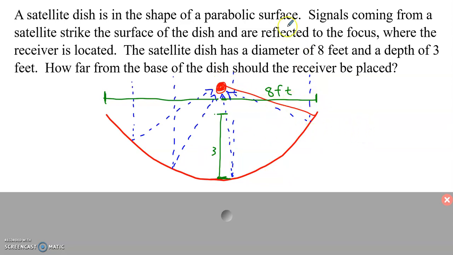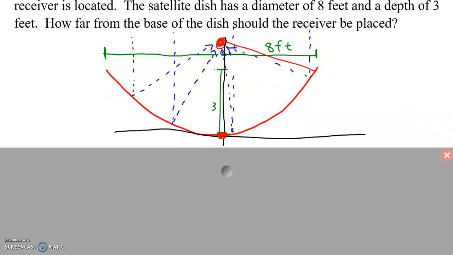So where should the receiver be placed? Basically I'm going to imagine this parabola on an xy axis. So there's x and there's y, and I'm going to put this point right at 0, 0. That's the vertex of the parabola. And then I know that this edge of the parabola will be 4 feet to the right of the center and 3 feet above the vertex, which means this is going to be at the point 4, 3 on this grid. And this point right here will be at the point -4, 3.